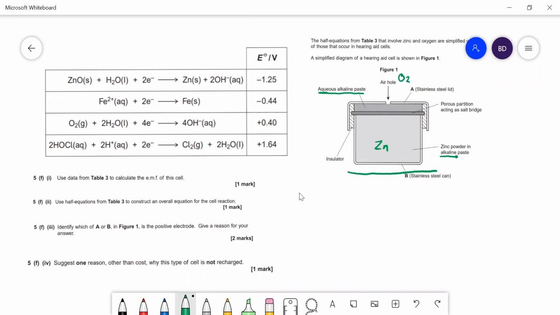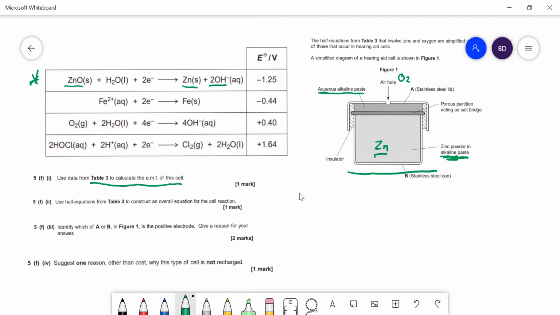Right, now use the data from table 3 to calculate the EMF of the cell. So the difficult thing is we've got to decide, well, what's going on here? Well, we've obviously got zinc here, so let's have a look at this equation. This half equation is going to be needed. Yeah, we've got zinc and the OH minus, that's in the alkaline paste, yeah, there. And that's going to form zinc oxide, probably. And then what's the other equation?